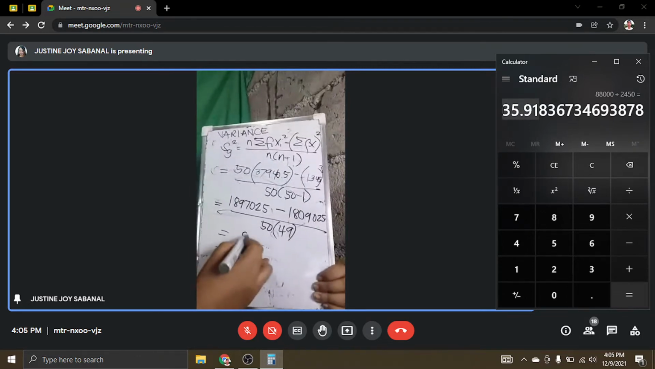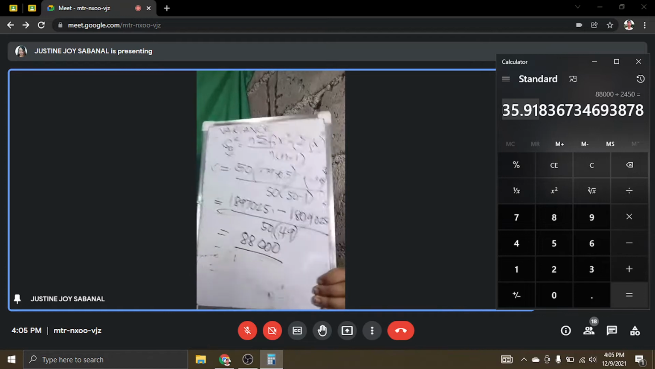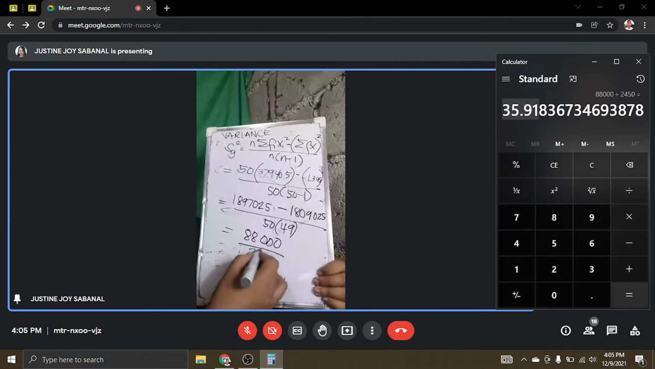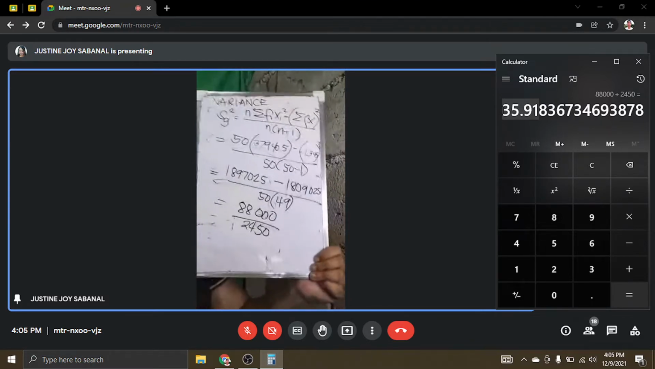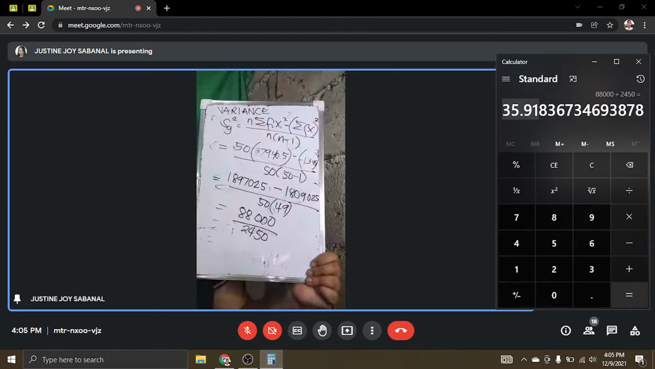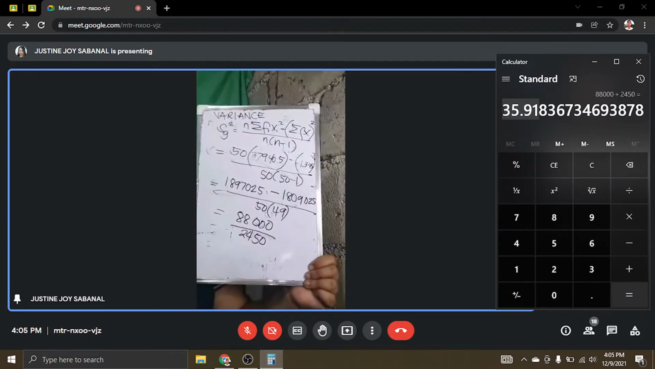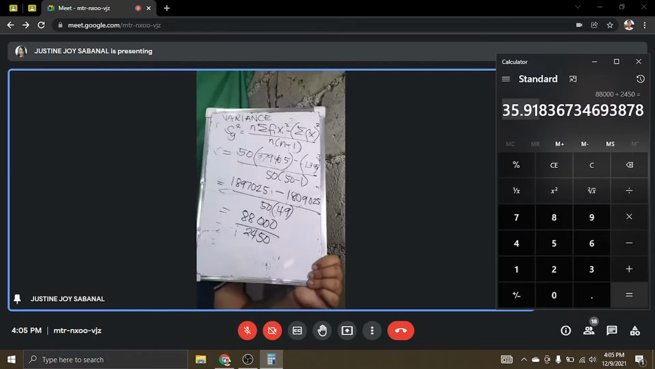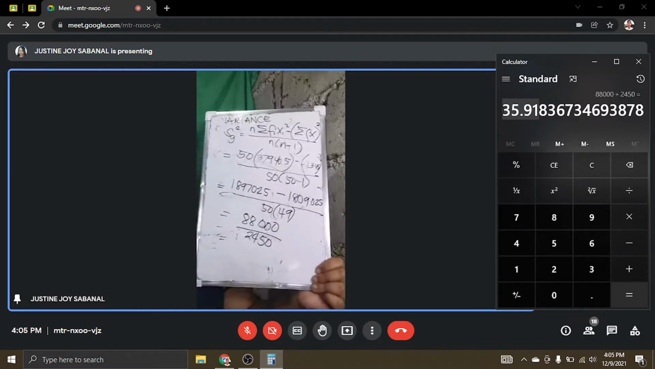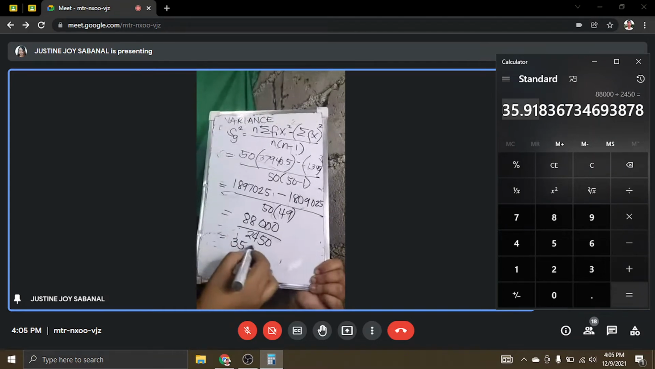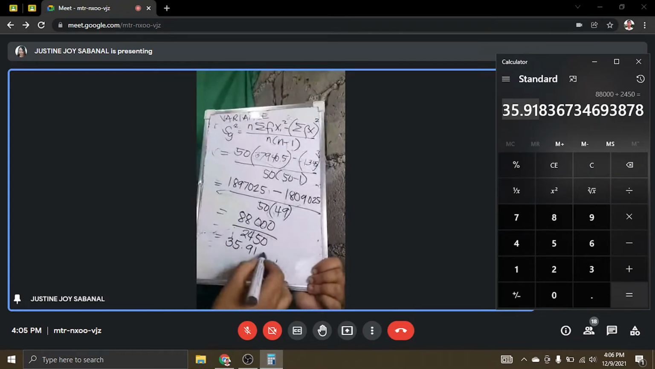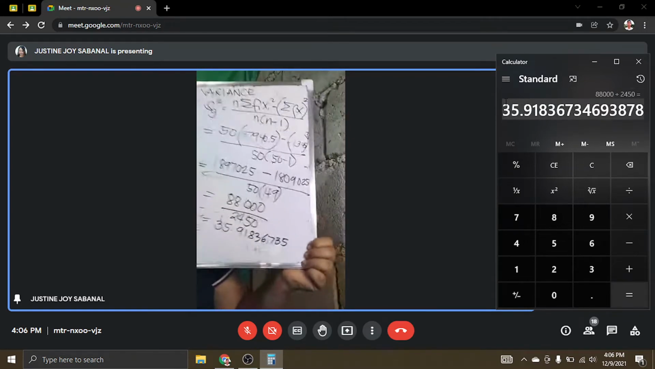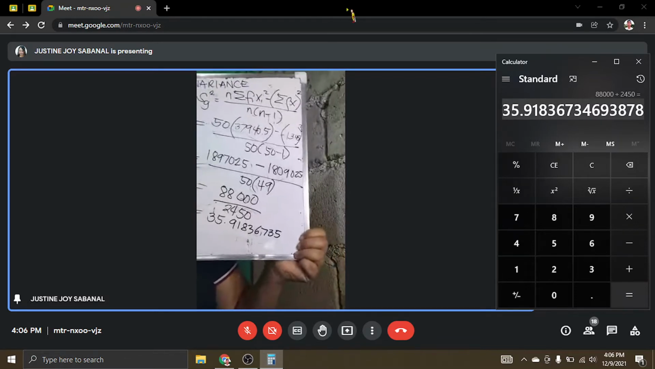So that is 88,000, divided by 50 times 49. So we have 2,450. Pag dinivide natin si 88,000 by 2,450, the resulting outcome would be 35.91836735. So yan po yung magiging value natin.